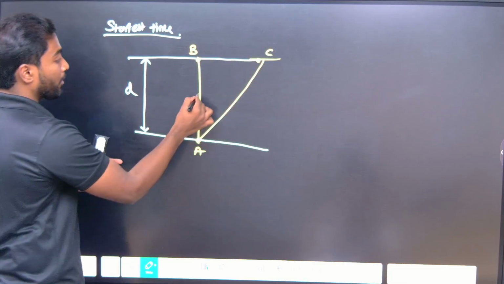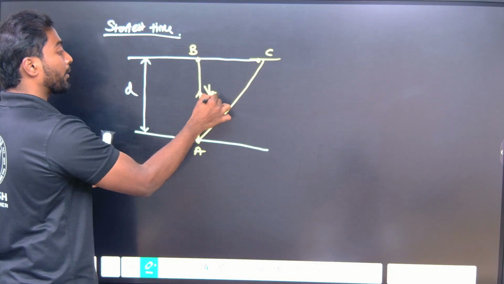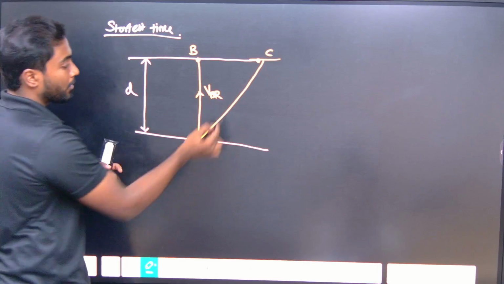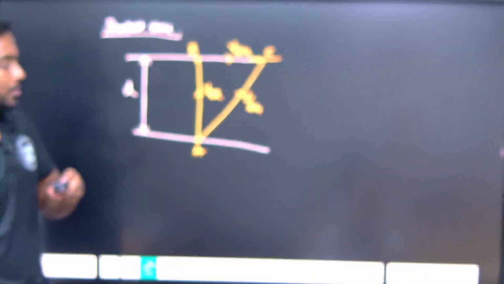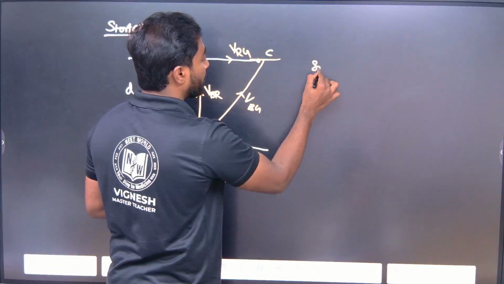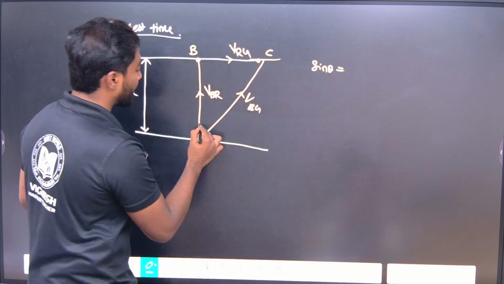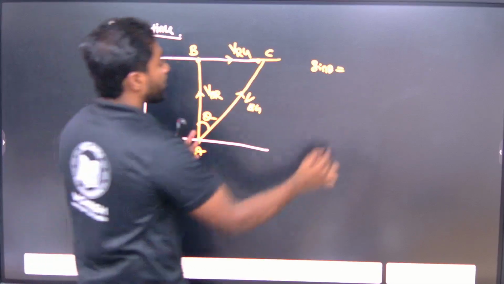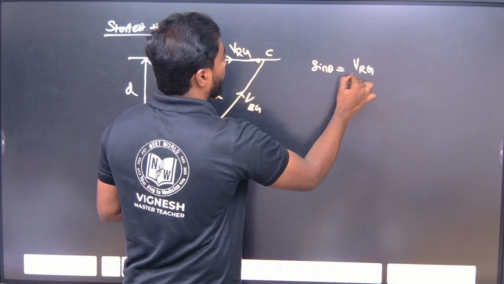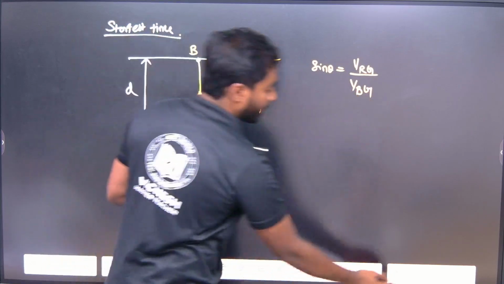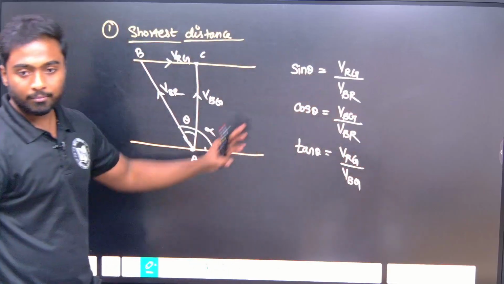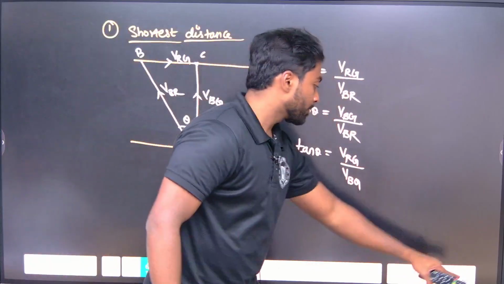Now what I am thinking is, this is my velocity of the boat with respect to river, this is the velocity of the boat with respect to ground, and the velocity of the river with respect to ground. Similarly, what is sin theta here? Sin theta will be equal to, this is my angle theta, the velocity of the river with respect to ground by the velocity of the boat with respect to ground. When I compare here, it is changing, right? Yes, obviously it is changing.